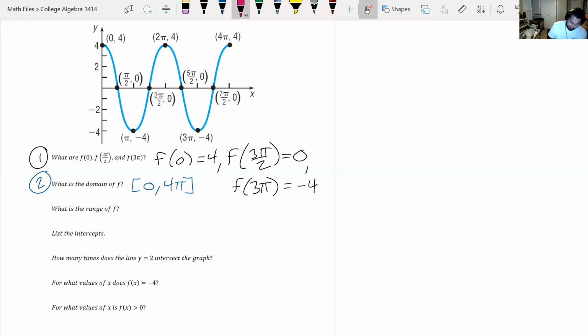All right, and then 3. What is the range of the given function? And range deals with y values. So we start at the smallest y value, which we see is -4. So we'll say bracket -4. And we end at the largest y value, which happens to be 4.